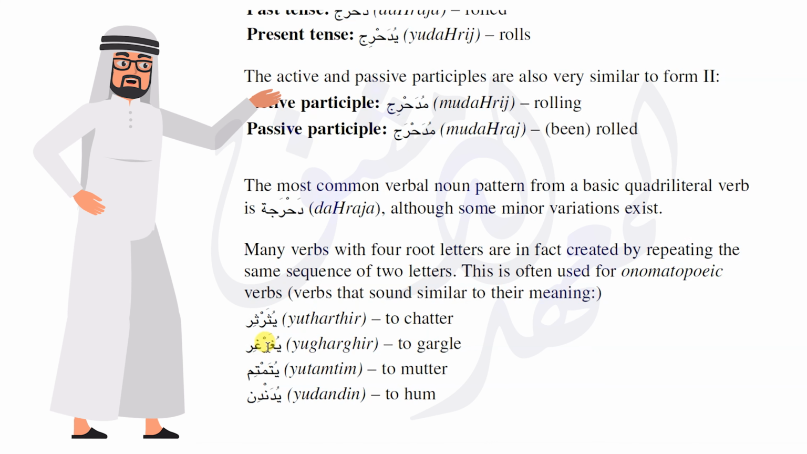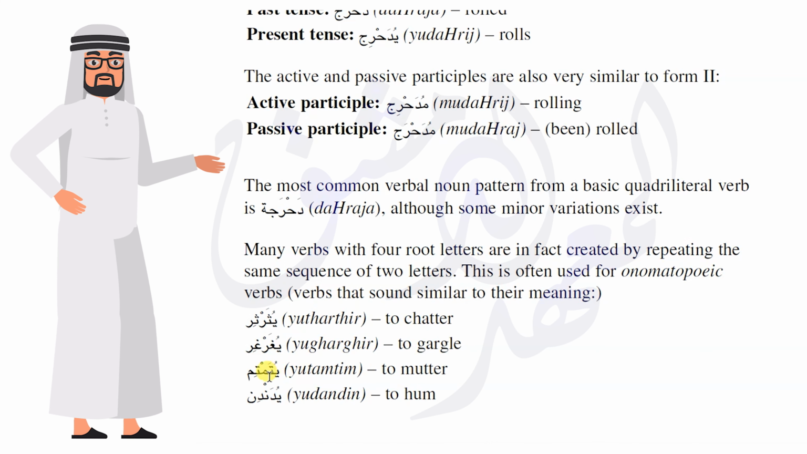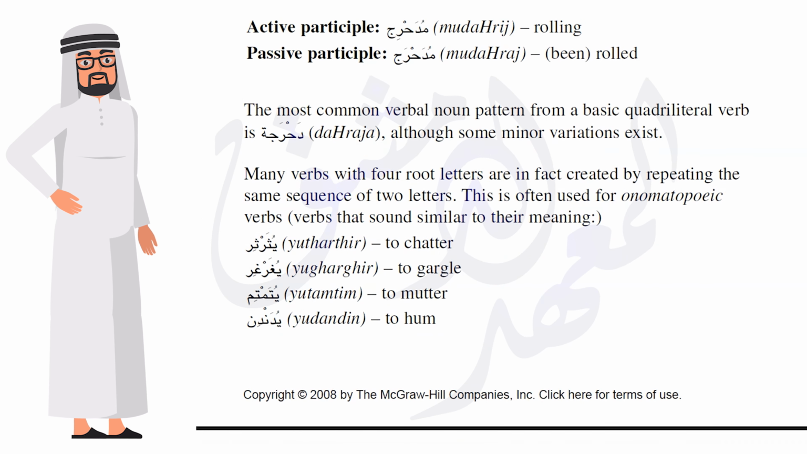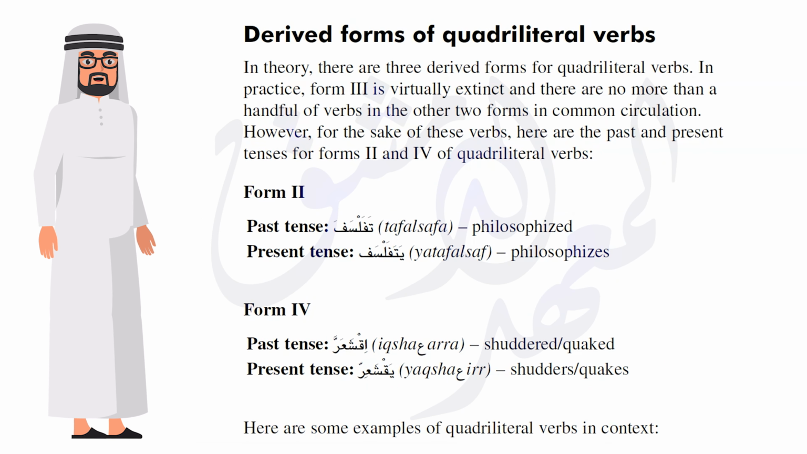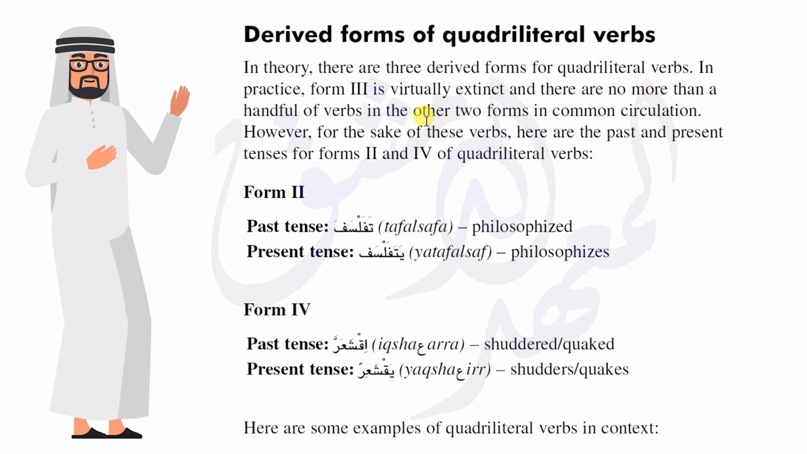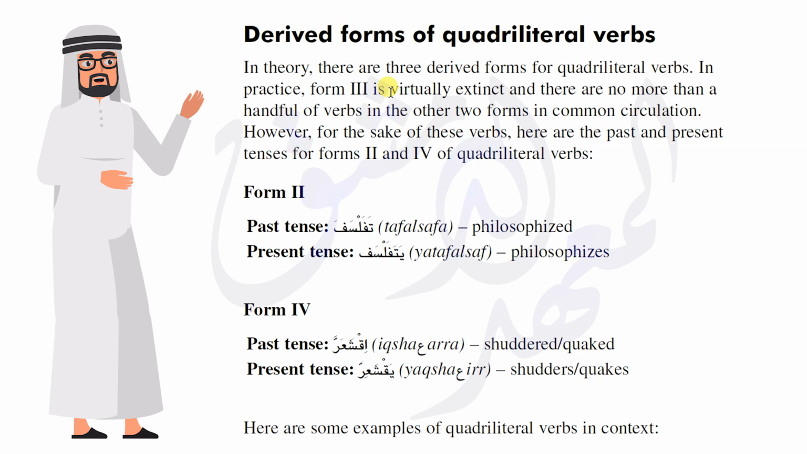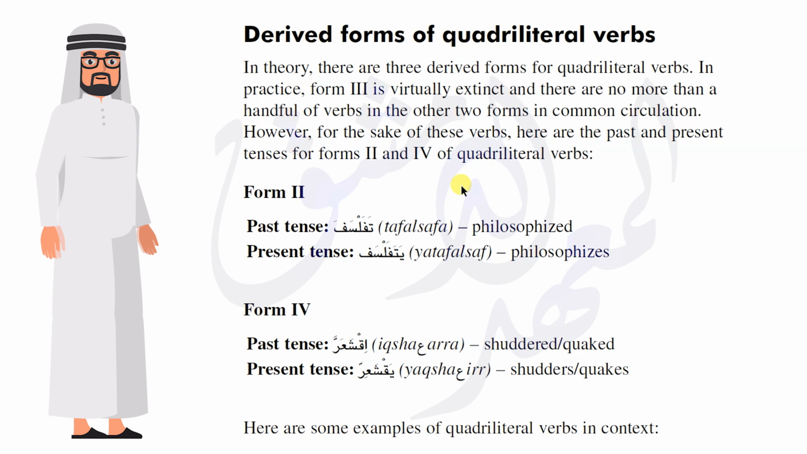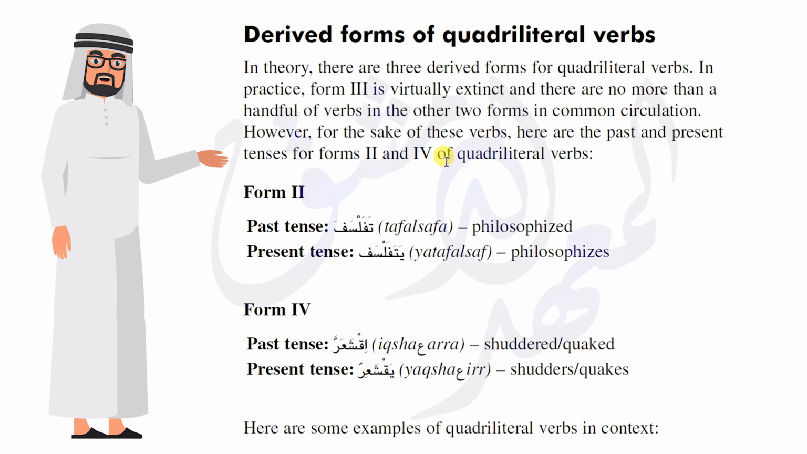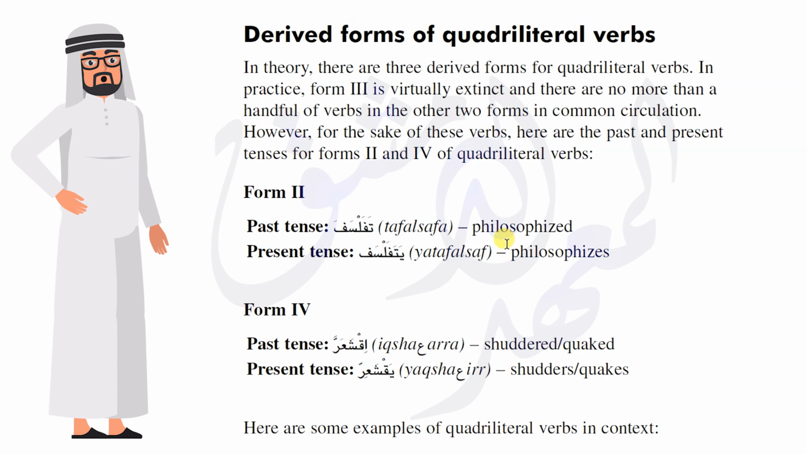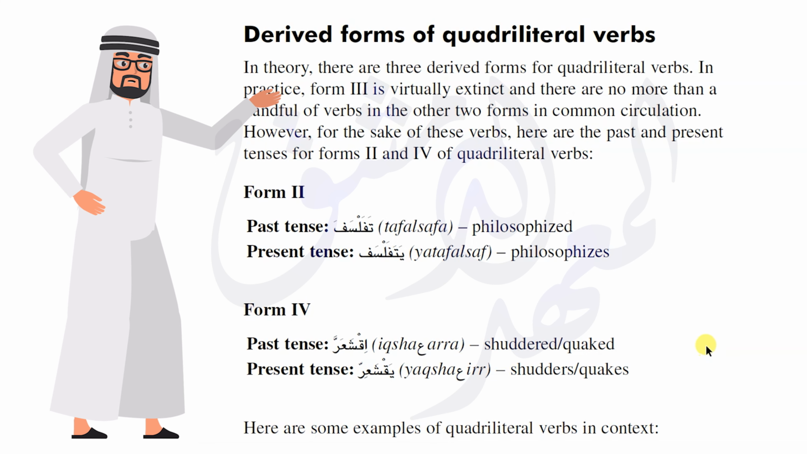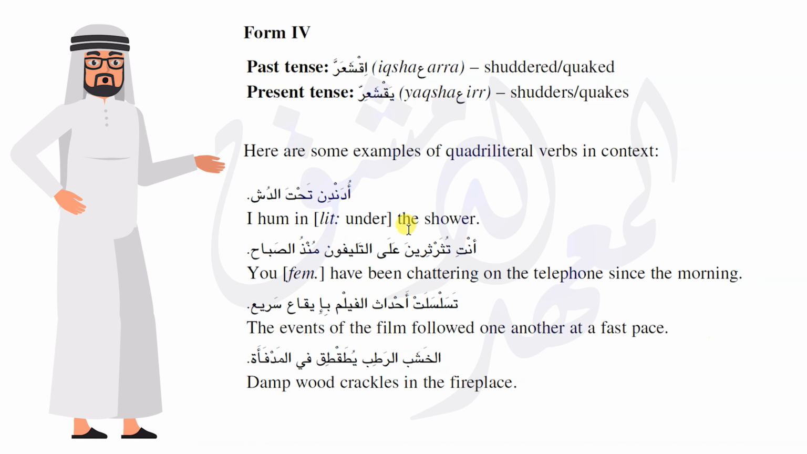Yusarsir, to chatter. Yughargir, to gargle. Yutamtim, to mutter. Yudandin, to hum. So they sound similar to their meaning. So these are their forms. Practice form 3 extinct. No more than a handful of verbs are in the other two forms. However, for the sake of these verbs, here are their past and present in forms 2 and 4. Tafalsafa, philosophize. Yatafalsaf, philosophizes. Ikshaarra, shuddered or cracked. Yakshairr, shudders. And here are some examples in context.